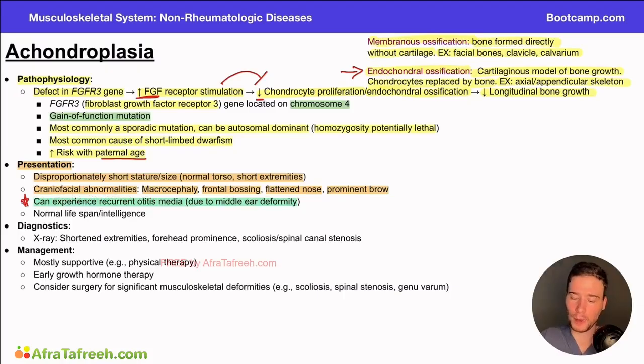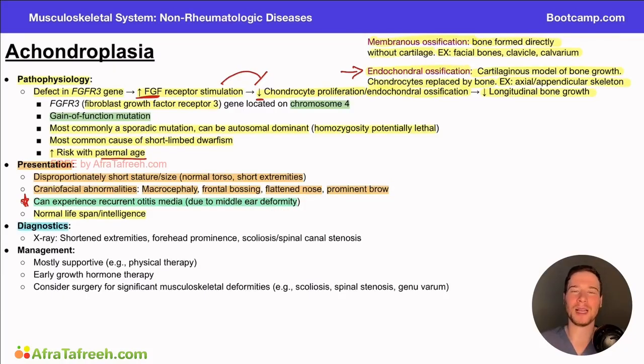And finally, it's super important to know that these patients, despite short stature, have a normal lifespan and normal intelligence. They don't have cognitive deficits, right? This is not a brain developmental abnormality. This is purely a bone development abnormality. So keep that in mind on test day as well. When we look at our diagnostics here, not a ton of things to consider, right?